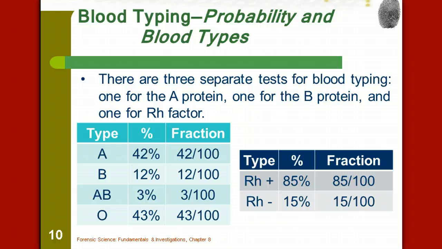There's one for the A protein, one for the B protein, and then one for the Rh factor. So there's literally three separate tests. Now, when we look at the percentages of the population, we find that 42% of the population has the type A protein. B is 12%, AB is 3%, and O is 43%. Now, I've already said that Rh positive is 85%, so that means that Rh negative is 15%.